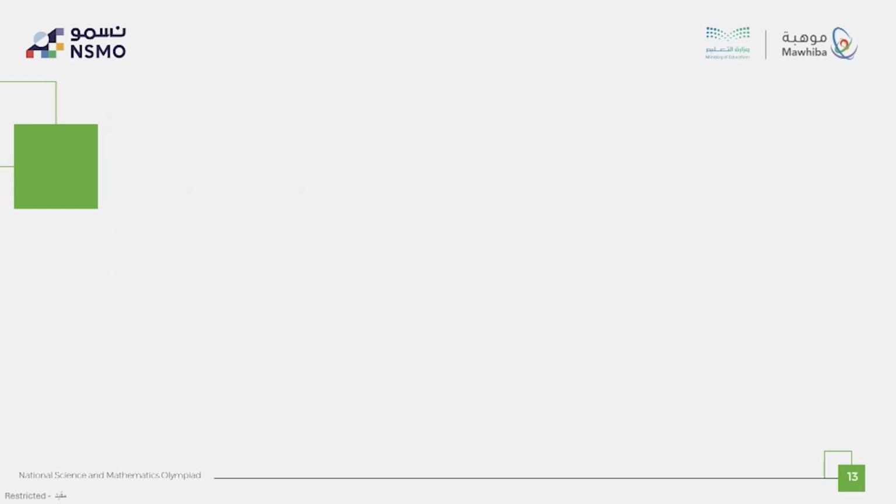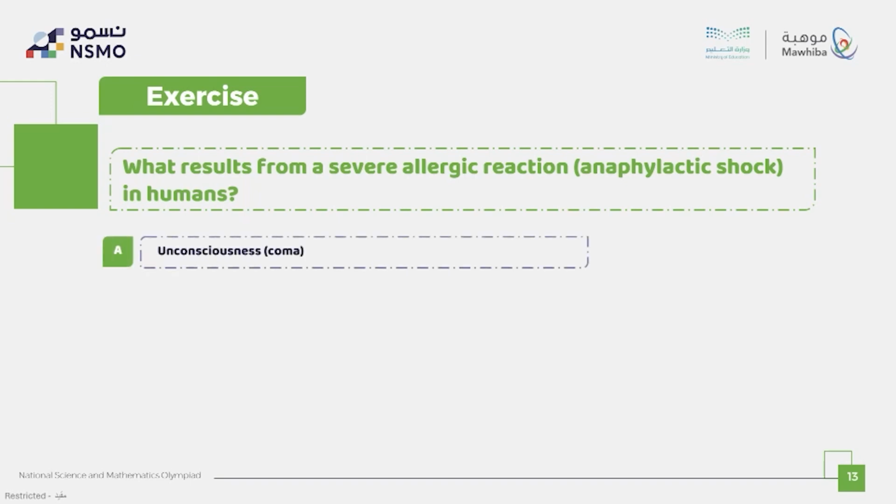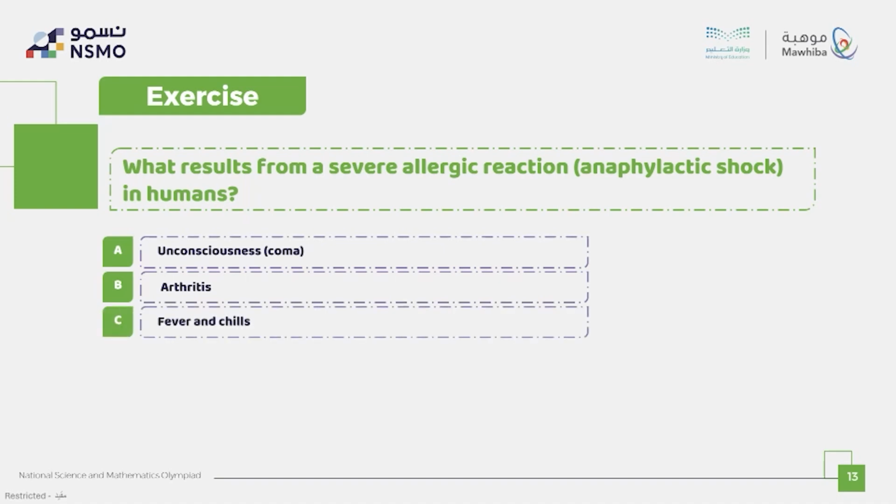Let's move on to another exercise. What results from a severe allergic reaction, anaphylactic shock, in humans? Is it unconsciousness or coma, or arthritis, or fever and chills, or difficulty in breathing? So let's analyze the options. First one, unconsciousness or coma. Why that one?